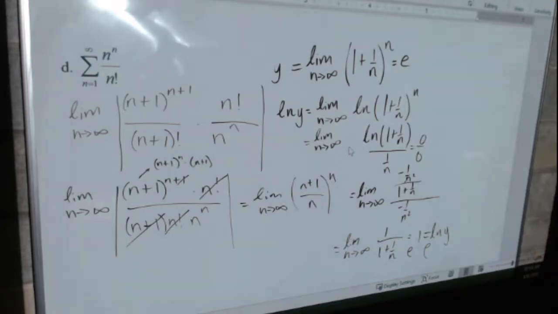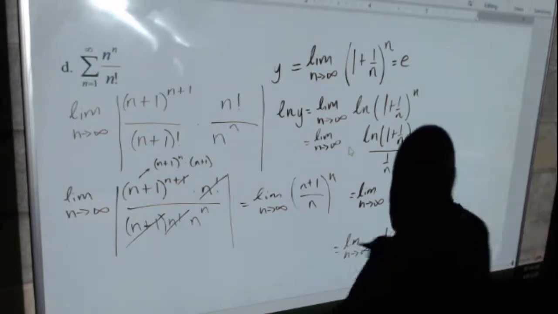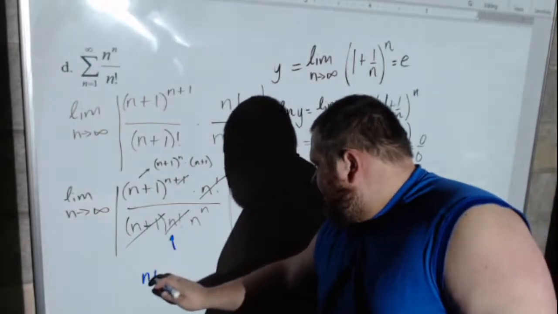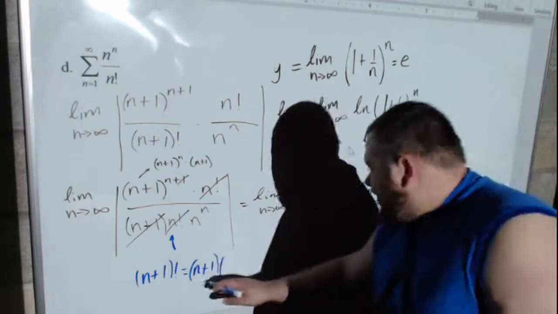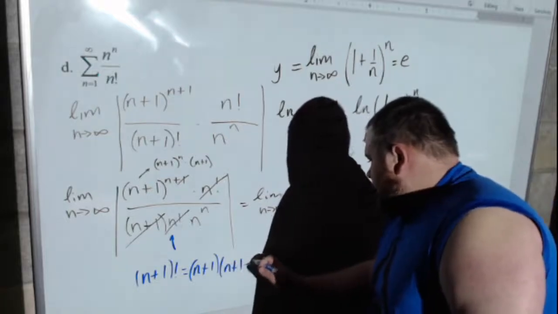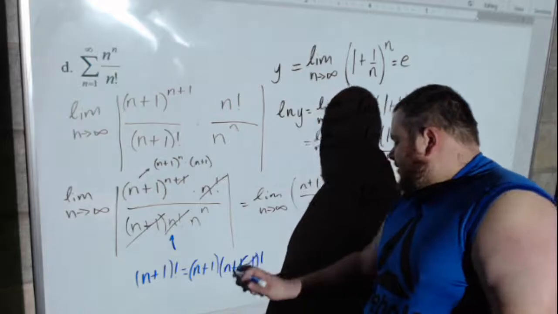Yes, this diverges, right? If the limit comes to something that is greater than 1, it diverges. How did we get the n factorial in the denominator? So n plus 1 factorial. Right, you're talking about this, I'm assuming. So n plus 1 factorial is equal to n plus 1, then you take that number minus 1 factorial. But those cancel and you just get n factorial.